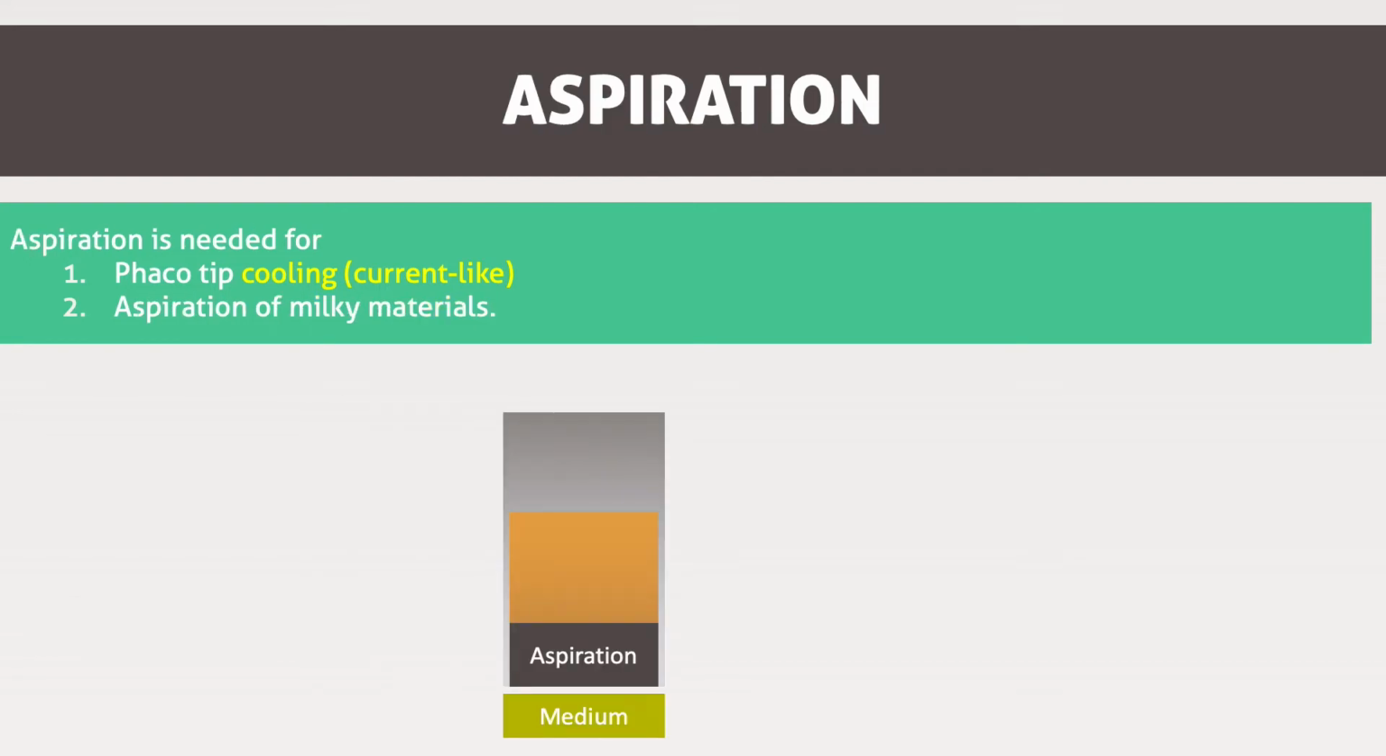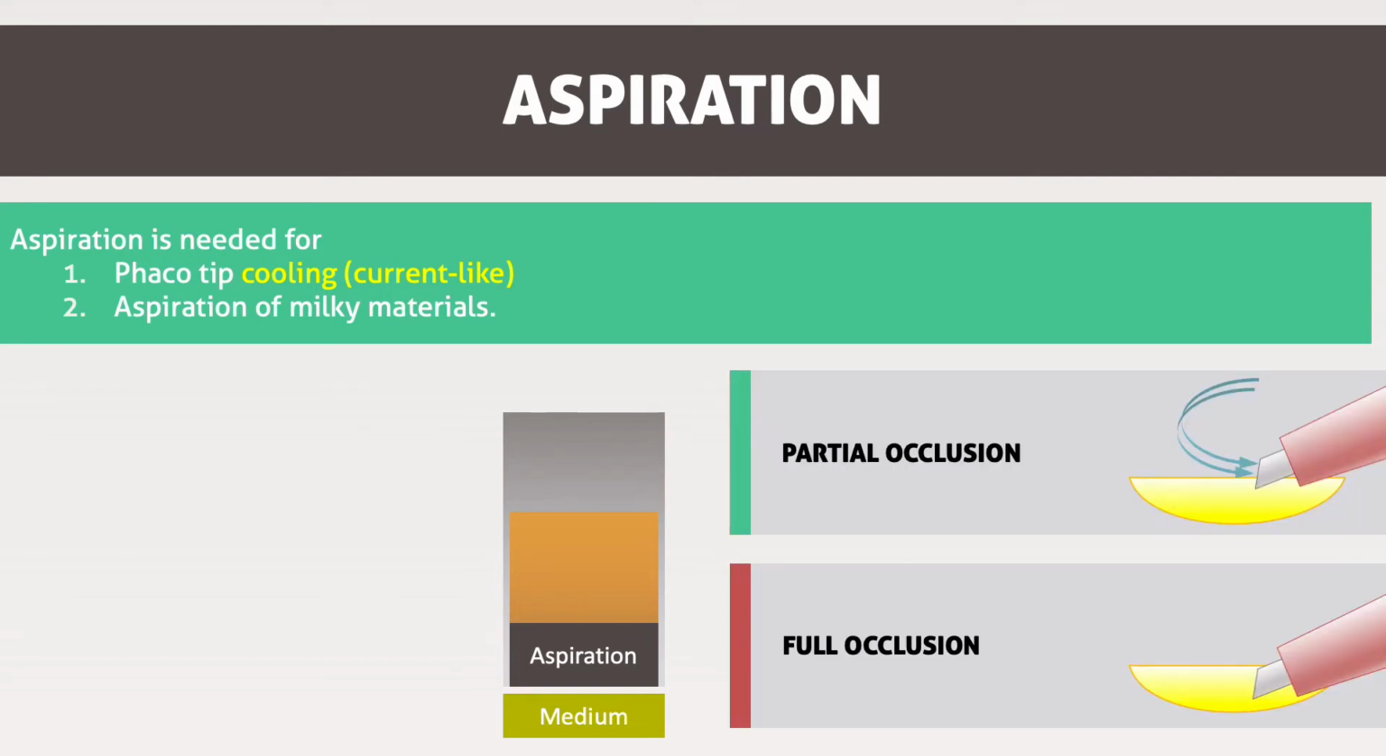Second aim of irrigation is to have a deep chamber so the heat will not be very close to the endothelium. Moving to the second parameter, which is aspiration flow rate. As we mentioned earlier, aspiration flow rate is responsible also for cooling current inside the eye, and also it aspirates any milky material during sculpting. So we need medium aspiration flow rate. Another very important point that I should stress on is to avoid full occlusion of phaco tip during sculpting.